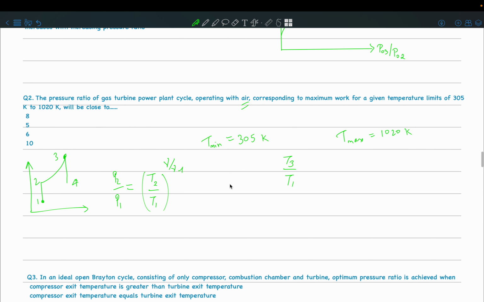Sorry, I didn't get you. Okay, T2 is equal to T3 into T1 under root. This is what you are saying. Is this right?